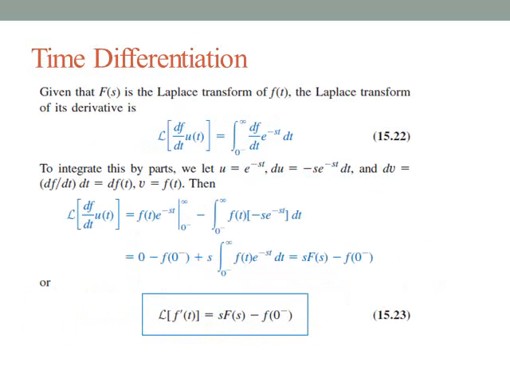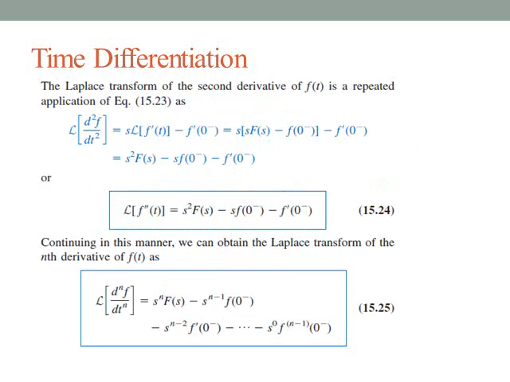Time differentiation. If we differentiate a function f of t, what would be the overall impact in S domain? Whenever we differentiate a function f of t, its first derivative would result in multiplication of s with f of s, minus f of 0 minus. F of 0 minus is basically the initial condition, or you can say the value of f at 0. This is the result of the first derivative.